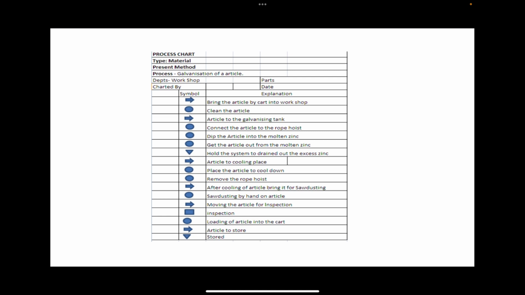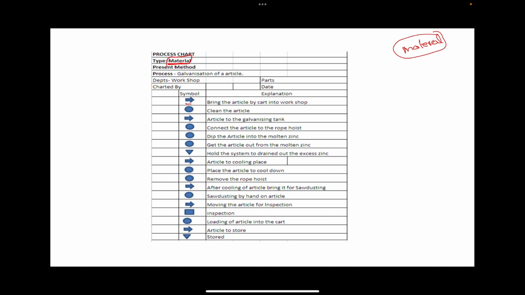So next we will see what a material type flow process chart is. Again, this is a material type flow process chart. That means what operations are done on that material. This is not about the man; this is what operations are done on that material. Let us look at the first operation.